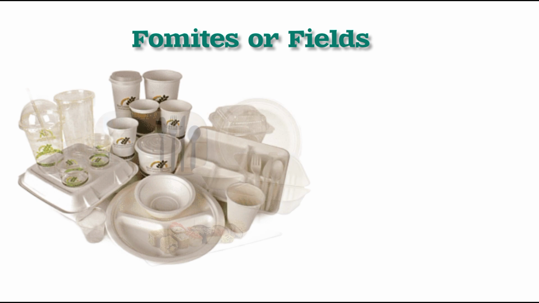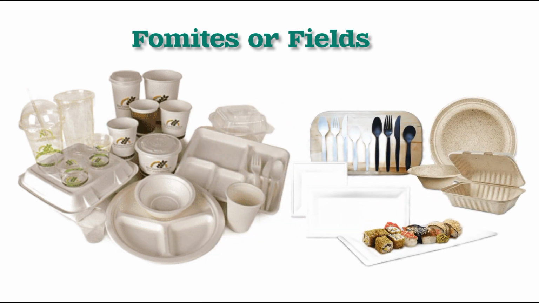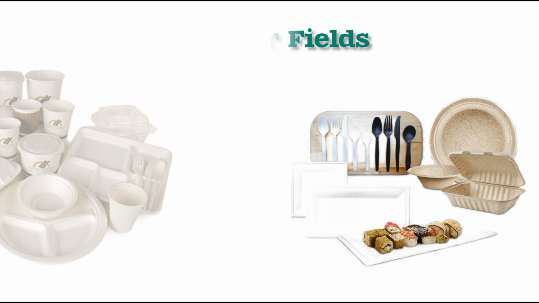Then we have fomites or fields. Fomites are objects that can carry germs, such as cups, plates, or any other surfaces that can come into contact with the food or water. For example, if a dirty plate is used to serve food, germs on it can be transferred to the food and cause illness.